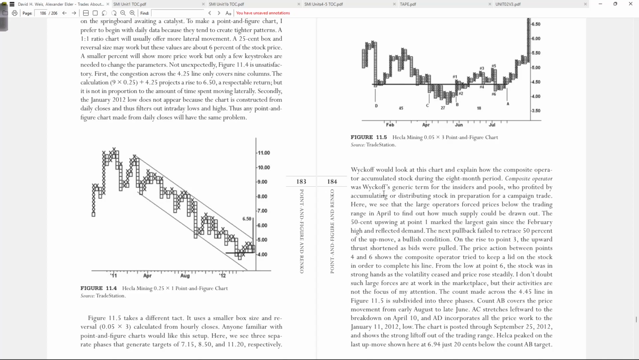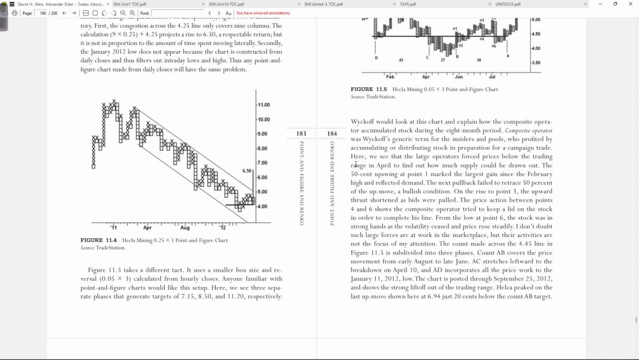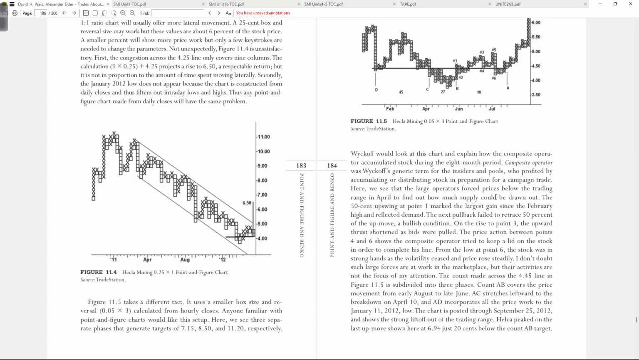Composite operator was Wyckoff's generic term for the insiders and professionals who profited by accumulating or distributing stock in preparation for a campaign trade. Here we see that the large operators forced prices below the trading range in April to find out how much supply could be drawn on. The 50-cent upswing at point 1 here marked the largest gain since the February high and reflected demand. The next pullback failed to retrace 50% of the up move. A bullish condition on the rise to point 3.